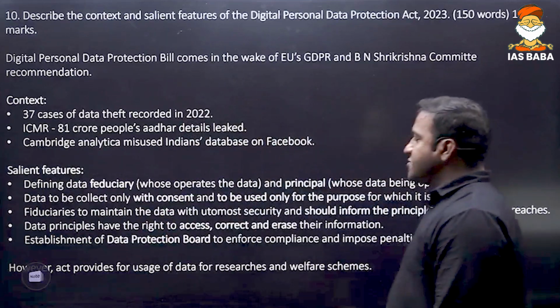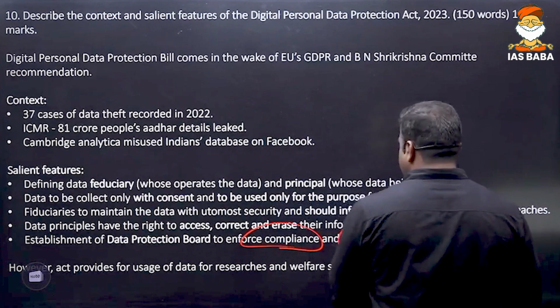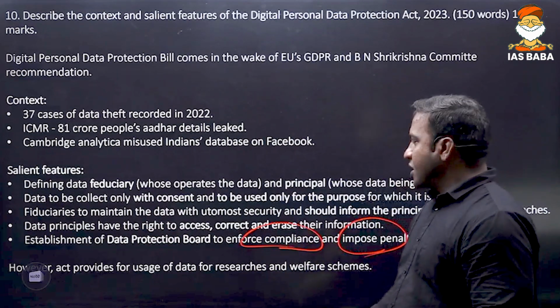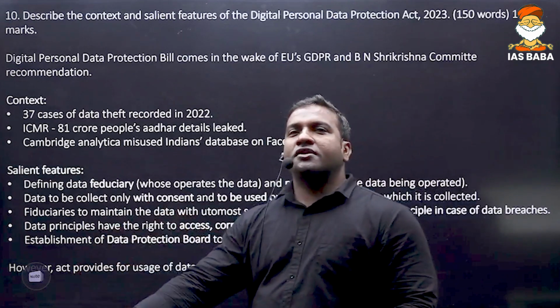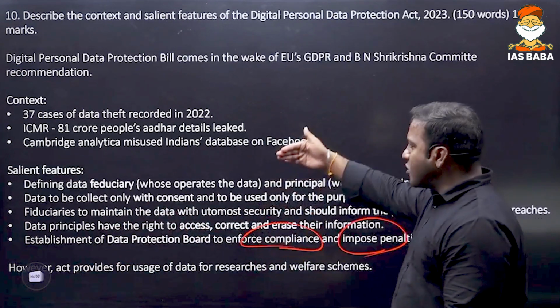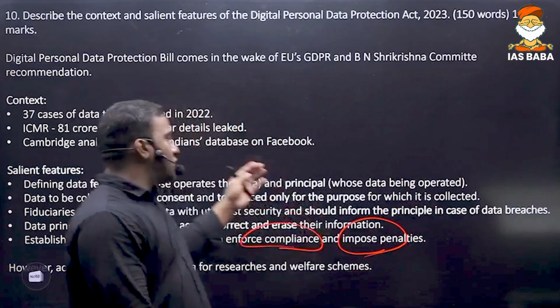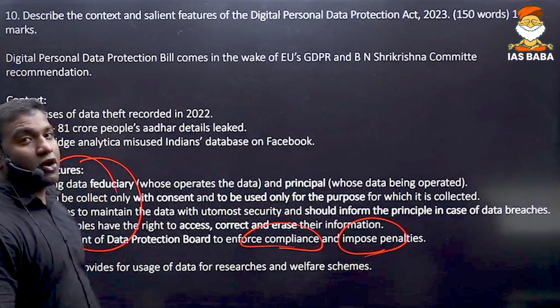Then, establishment of a Data Protection Board to enforce complaints and impose penalties. There should be a Data Protection Board in case of any breach. We can impose penalties and enforce complaints on the data fiduciaries. Likewise, I have brought some 3 to 4 points so that we can fit into the time and space. Here also, give as much as possible. You need not give all the points.